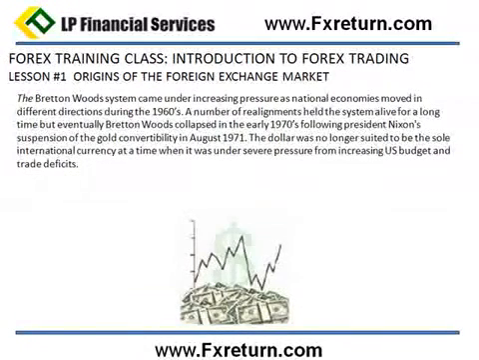The Bretton Woods system came under increasing pressure as national economies moved in different directions during the 1960s. A number of realignments held the system alive for a long time, but eventually Bretton Woods collapsed in the early 1970s following President Nixon's suspension of the gold convertibility in 1971. The dollar was no longer suited to be the sole international currency at a time when it was under severe pressure from increasing U.S. budget and trade deficits.